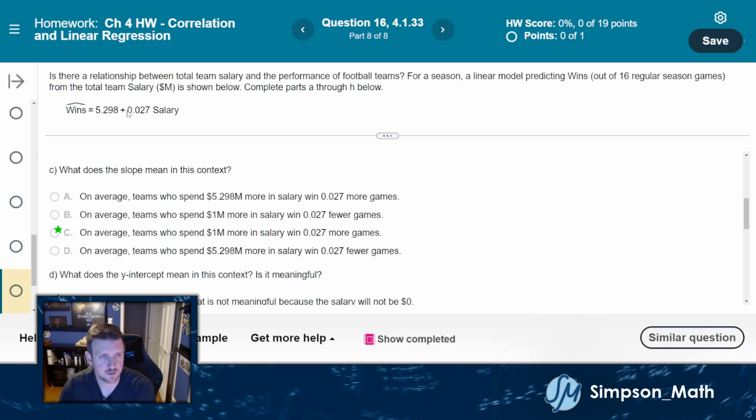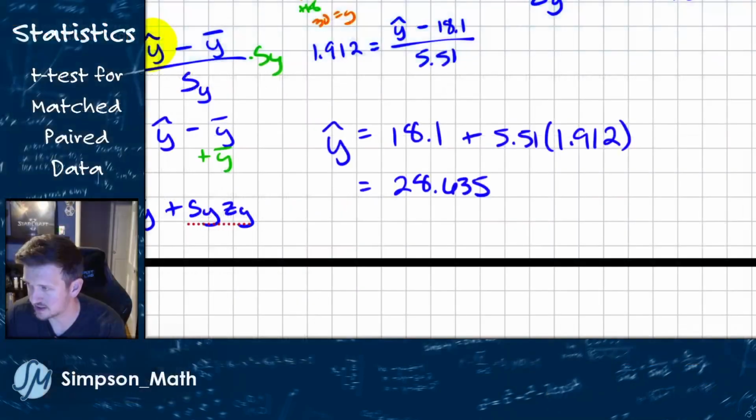What's the slope? The slope is this 0.027. So this is making sure that you know which one's the slope versus the y-intercept. The 5.298 has nothing to do with slope, so I can eliminate A and D. So on average, teams who spend 1 million more in salary win 0.027 more games. I'm going to go to my iPad and talk about this for just a sec.